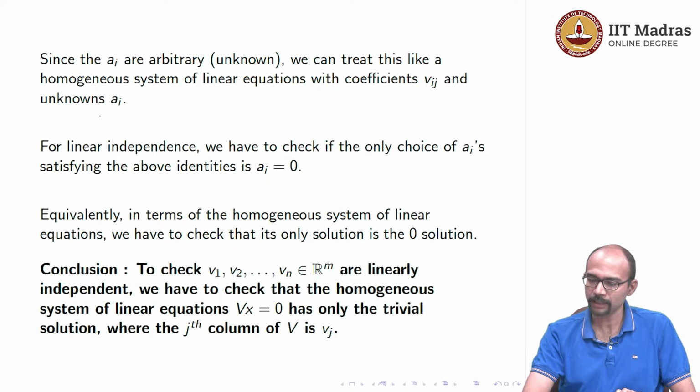And what is this V? V is the matrix we can form out of these vectors, where the jth column is the vector Vj, meaning you take the coordinates of the vector Vj and write that as a column of V. That is how you get your matrix V.